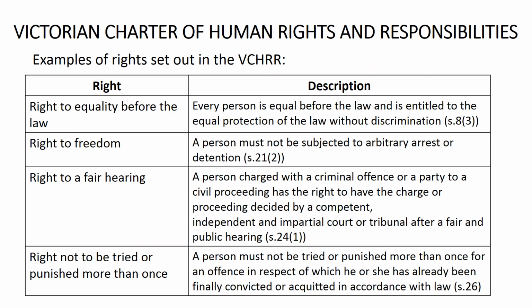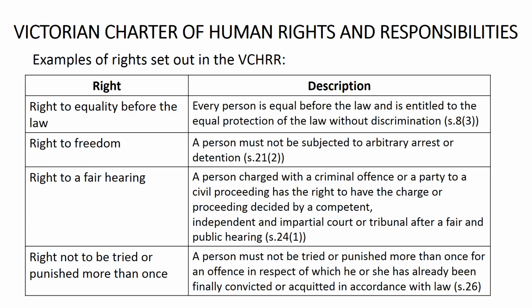The tables on this slide and the next slide contain examples of rights that are set out in the Victorian Charter of Human Rights and Responsibilities. Many of these rights will be familiar to you from work that we've already done in legal studies. Now, you don't need to remember all of these examples, but I would like you to remember at least 2 examples of rights that are set out in the Victorian Charter. I'll take you through these rights in a bit of detail now.